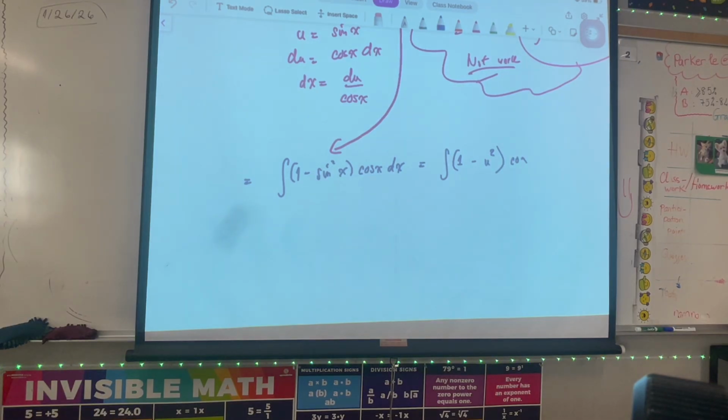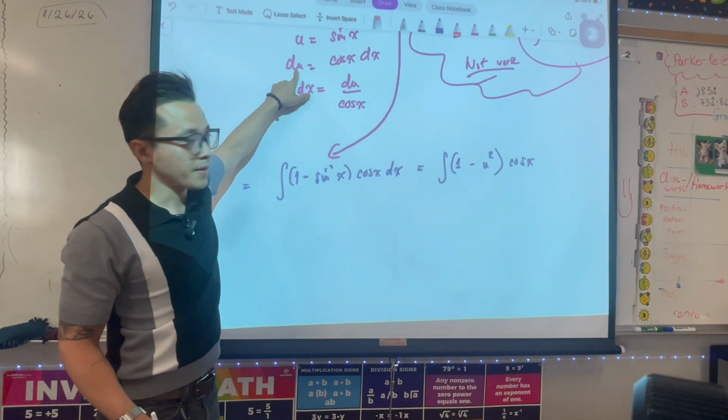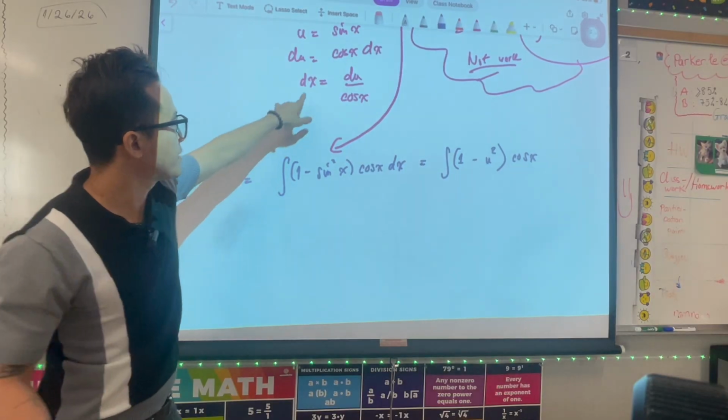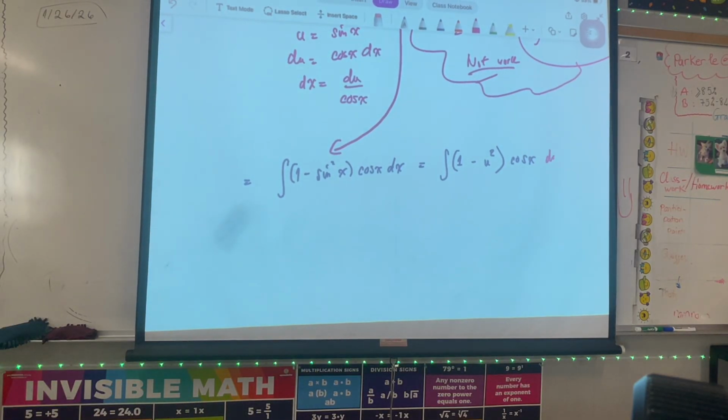Now cosine x, just keep them the same. You will see that cosine x dx is actually equal to du. But I'm gonna write it the way we have been doing. So dx equals du over cosine x, and you can cancel this. You have 1 minus u square du.